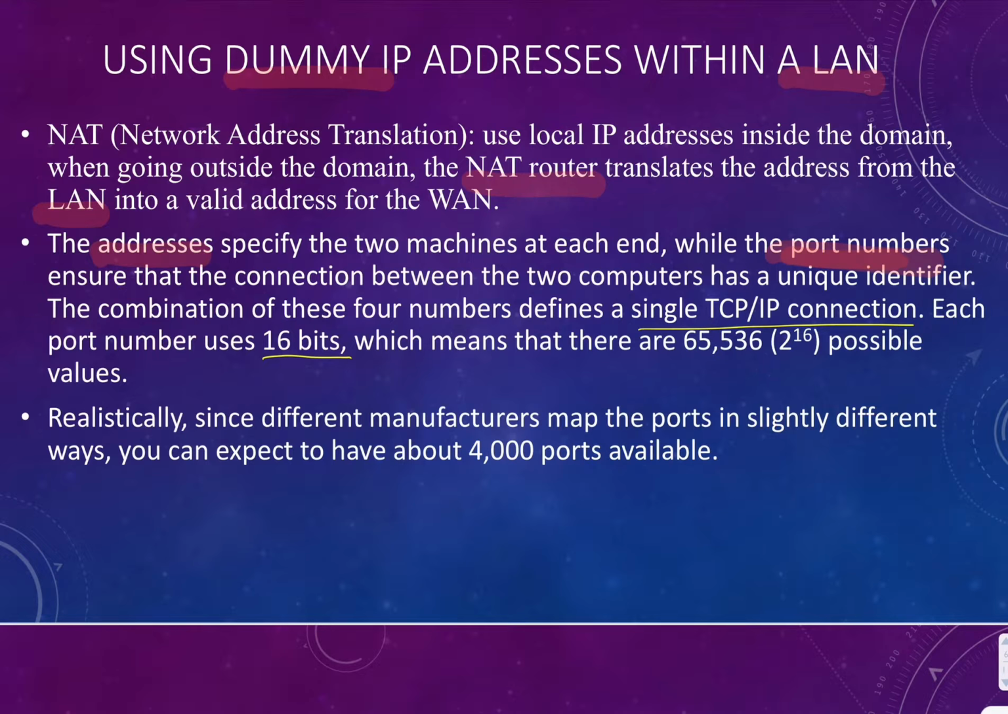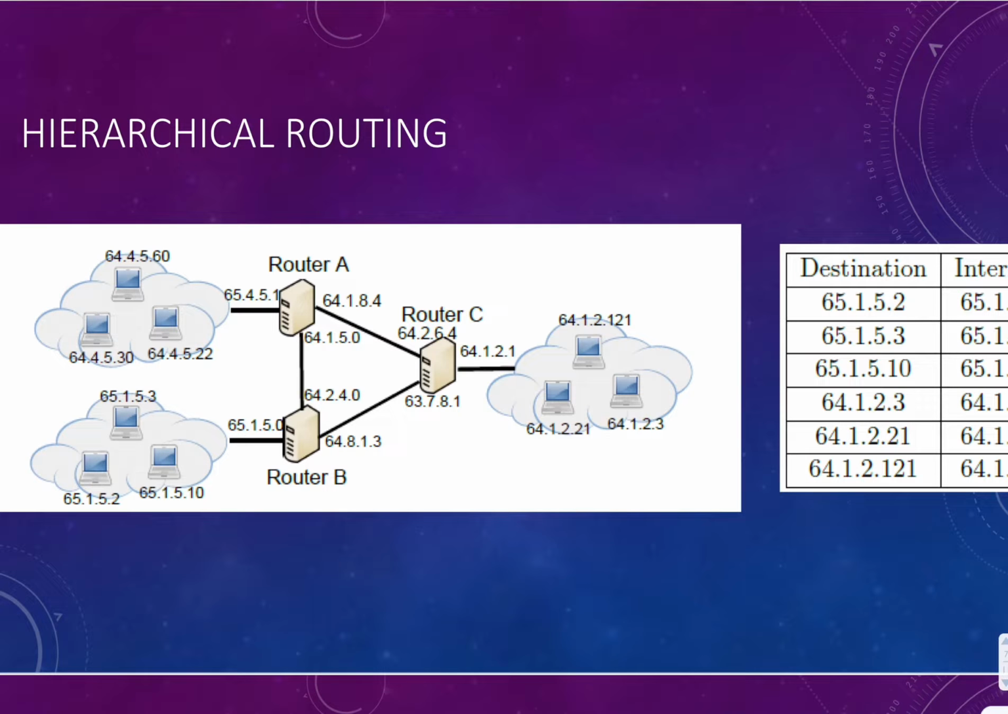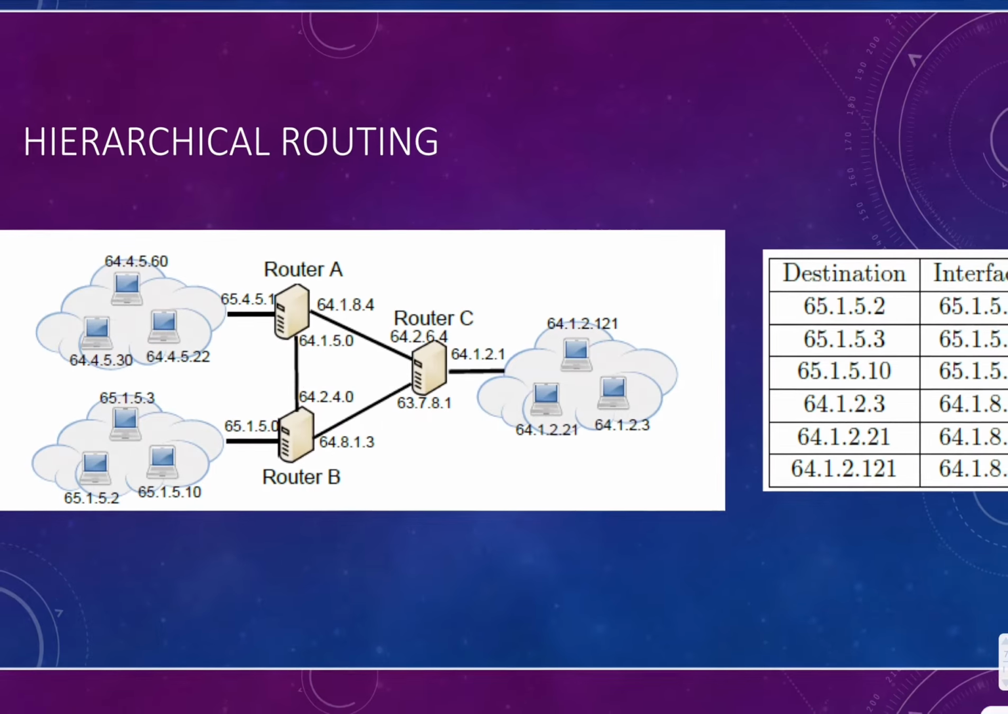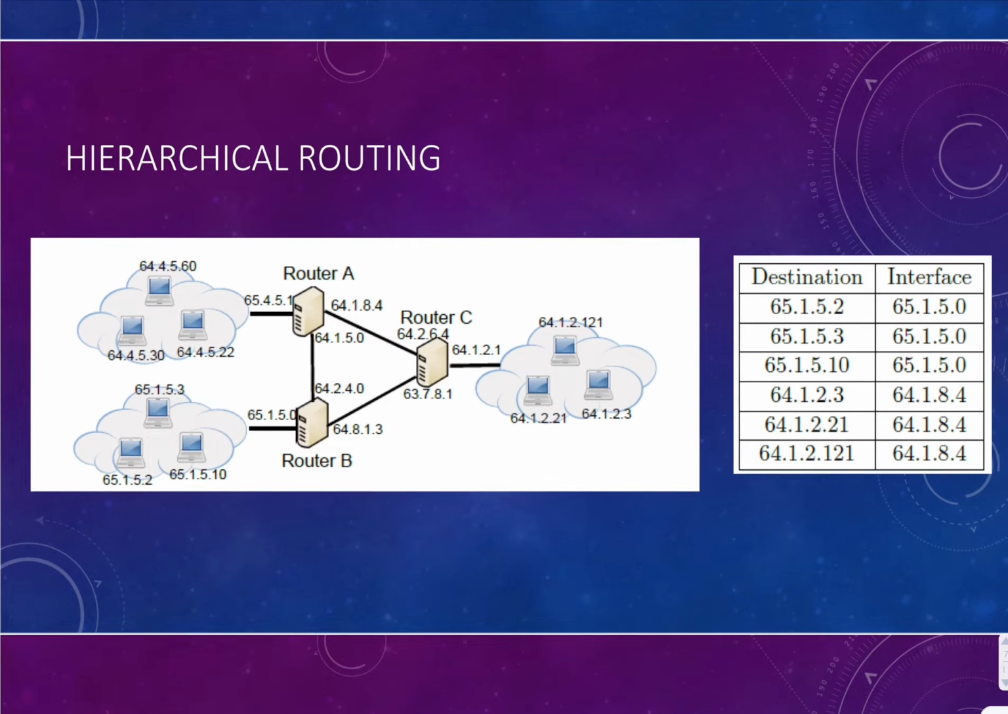Now, we'll talk more about TCP in later lectures. Realistically, since different manufacturers map the ports in slightly different ways, you can expect to have fewer possible values for the ports. Okay, now let's talk a little bit about hierarchical routing, which is the default routing structure in today's internet.